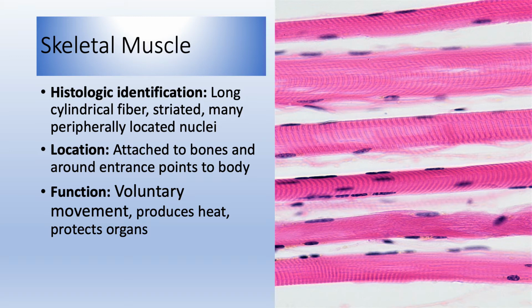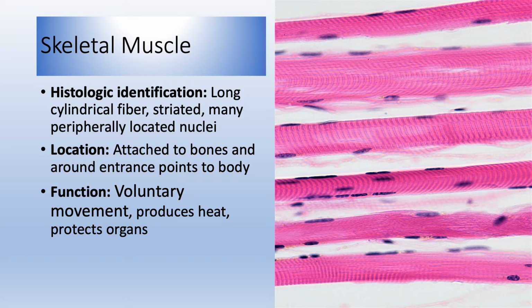The striation is due to the regular alternation of the contractile proteins such as actin and myosin, along with the structural proteins troponin and tropomyosin. As for the location of skeletal muscle, they are attached to the bones mostly, but some skeletal muscle is attached to fascia and skin.